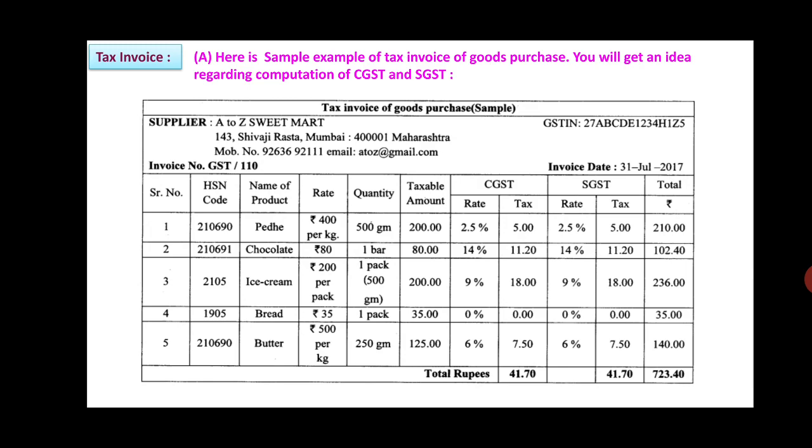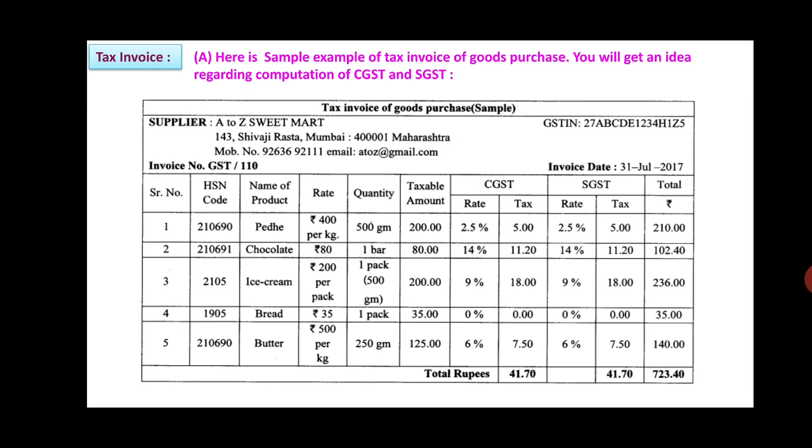Third, ice cream is purchased, whose HSN code is 2105 and the rate is 200 per pack. One pack is purchased, and one pack is of 500 gram quantity. So the taxable amount will be 200 only, because the pack itself is of 500 gram. 9% CGST will be 18 rupees. SGST again 9%, that will be rupees 18. So the total cost will be 200 plus 18 plus 18, that is 236.